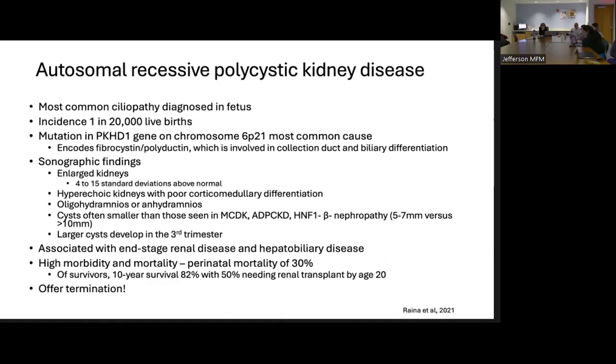High morbidity and mortality. The perinatal mortality is quoted to be about 30%, but of survivors, 82% are alive at 10 years. However, 50% of those need a renal transplant by the age of 20. And so again, this is a case where you should be offering termination. So the patient has that.